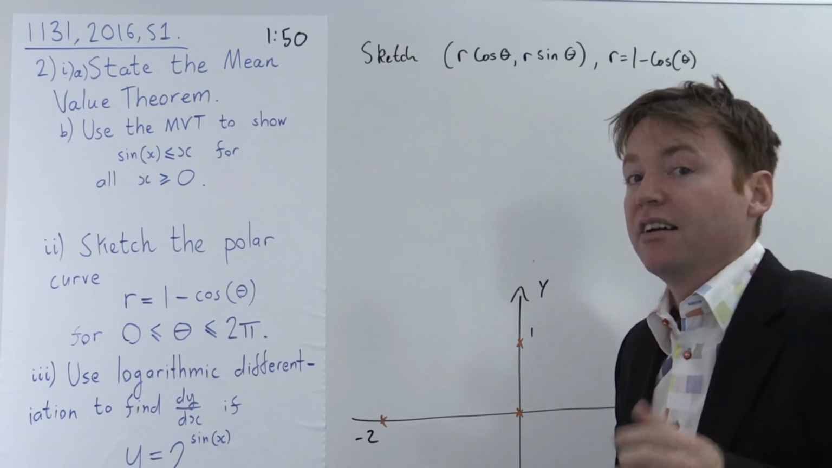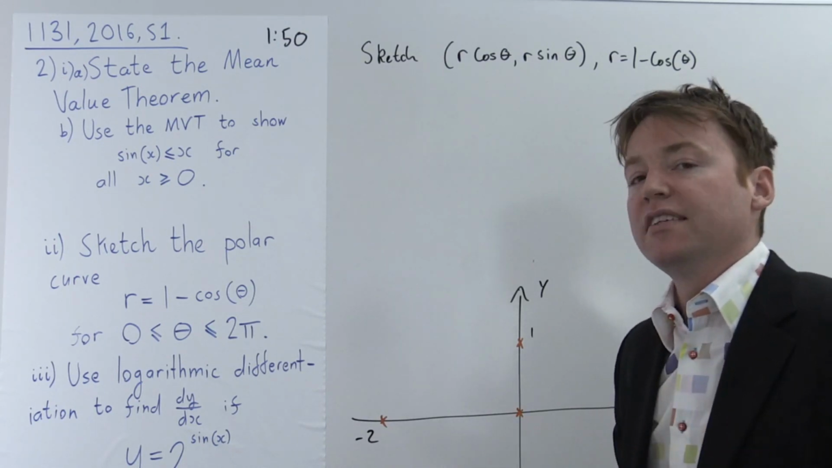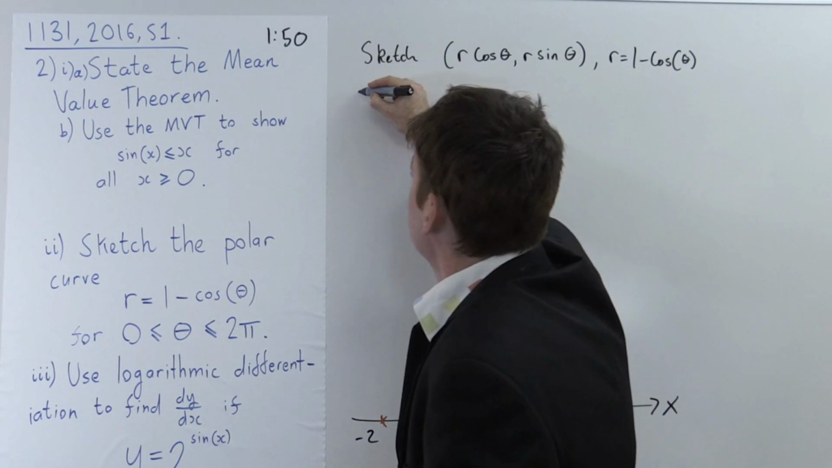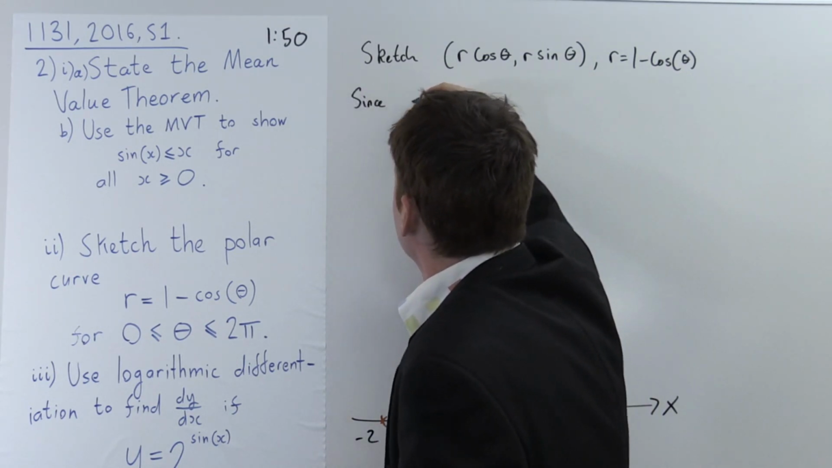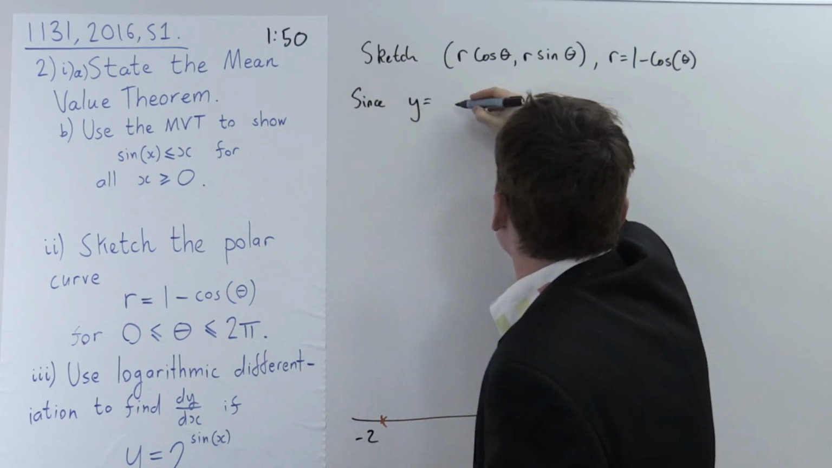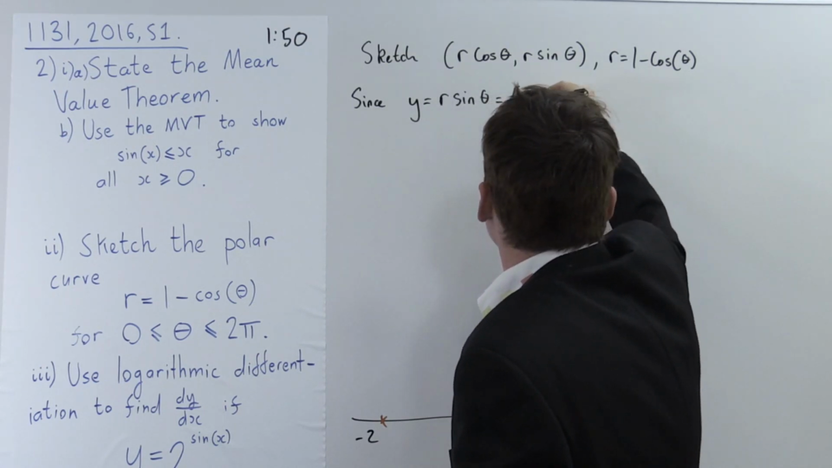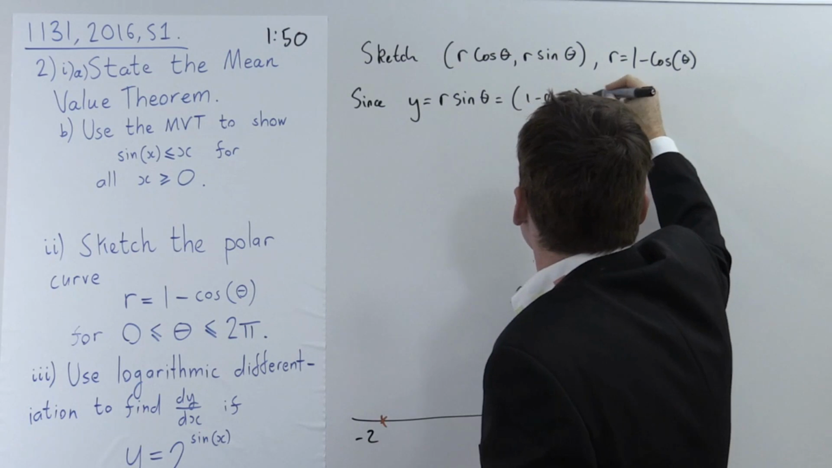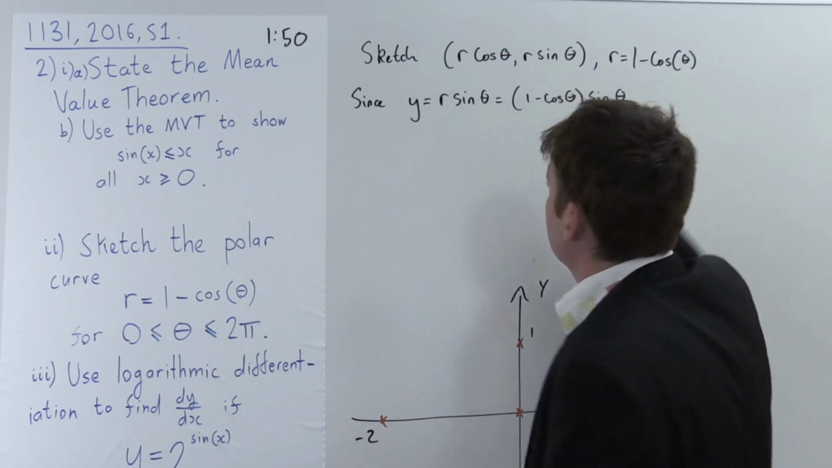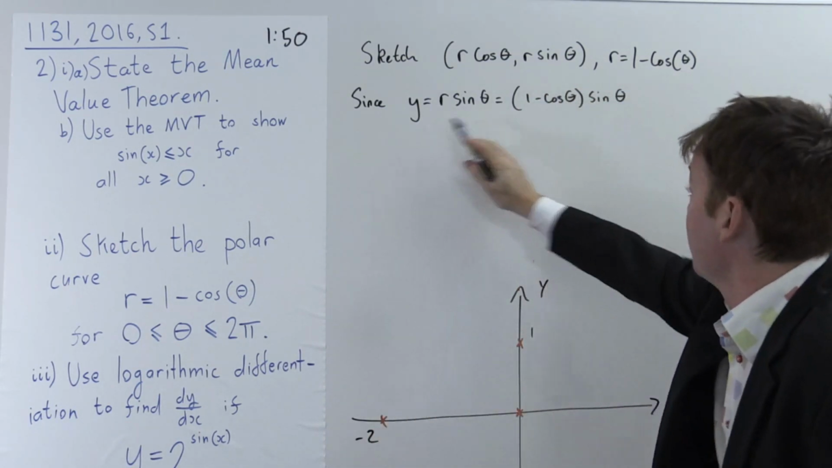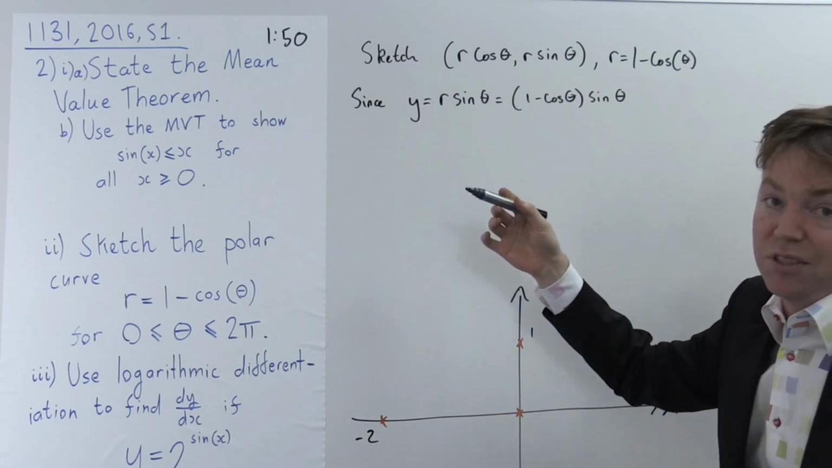But I can get at bits of it. I can get at dy d theta fairly easily. So since y is just equal to r sine theta, which is 1 minus cos theta times sine theta, I can express y just in terms of theta. I can figure out what dy d theta is.